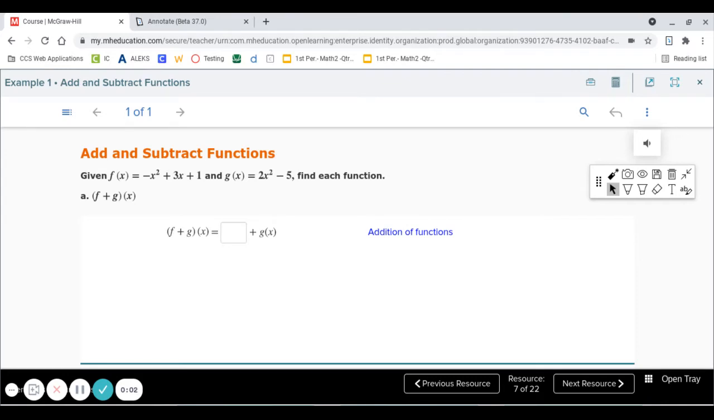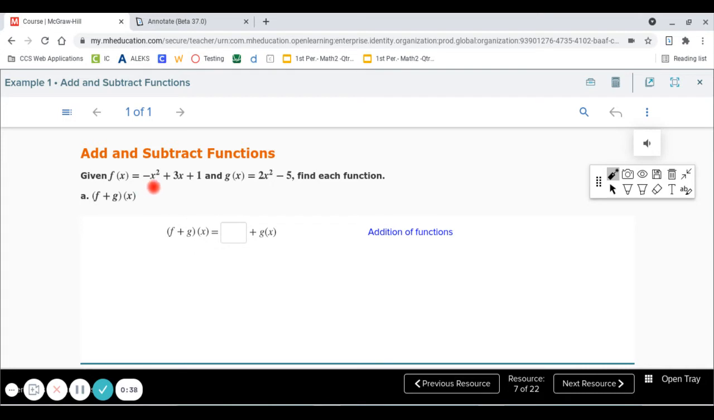All right, so today we're going to talk about adding functions. We will save subtracting functions for another day. And basically, we've already done this. We've added polynomials. So functions is just a different type of notation that we use to help simplify and categorize everything.